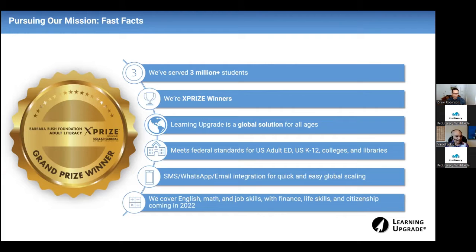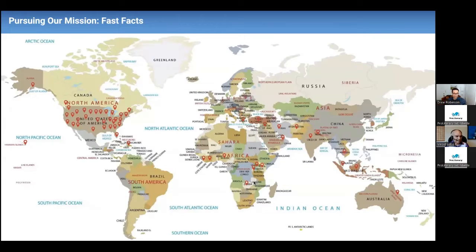Learning Upgrade is a solution for everyone, even if they're starting from the very beginning. We also meet all the federal standards. So US Adult Ed, we have all of the alignments that we can share again in the WhatsApp group where you can see all of that. And then we make it easy for technology. So we're integrated with text messaging, WhatsApp, and email.